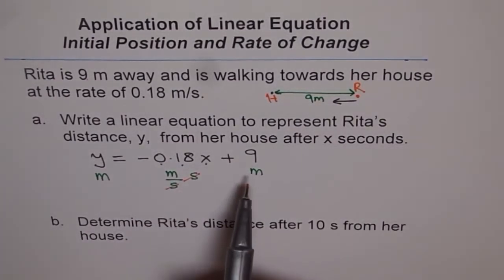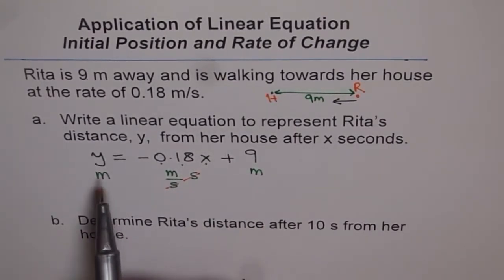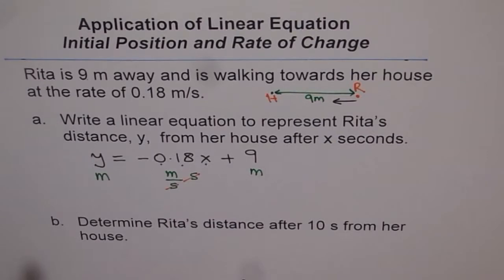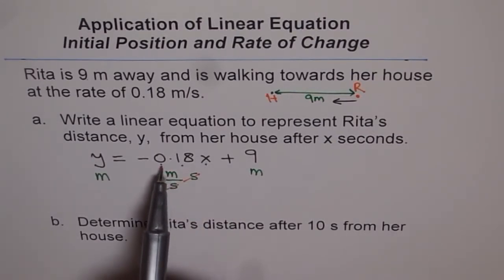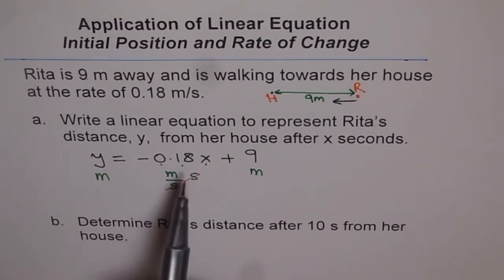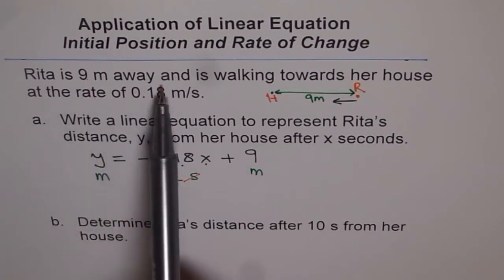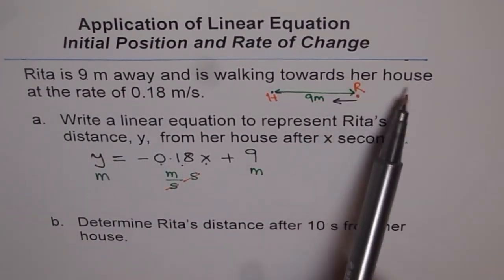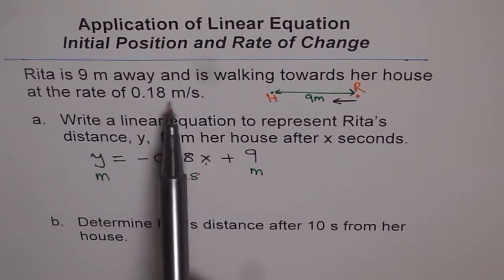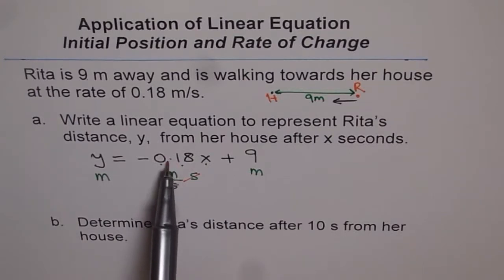And so what do we have? We have 2 distances which combine to form another distance. Do you see that? So that is how the units work in this equation. Basically, when we say speed times time, we get distance, and the units are distance units. So this is also a distance unit. Now, let's get back to the question. Rita is 9 meters away and is walking towards her house at the rate of 0.18 meters per second. So every second, distance is decreasing by 0.18. So that is how we get our equation.